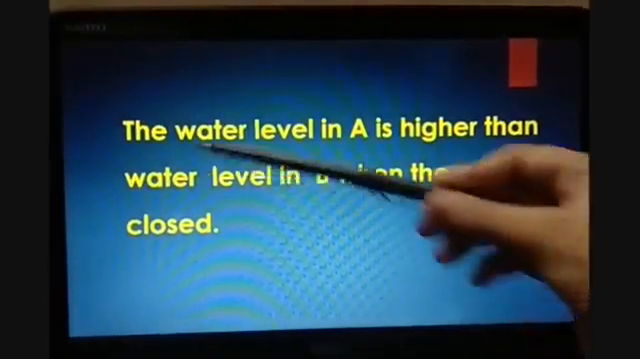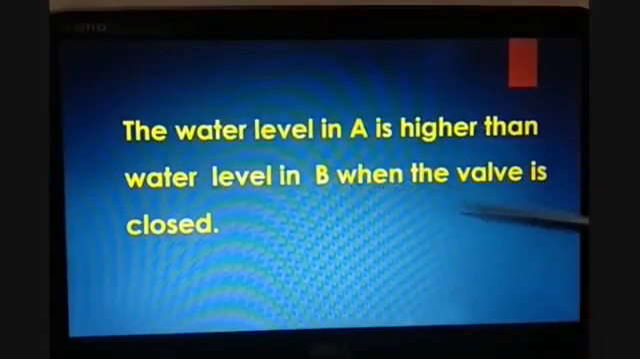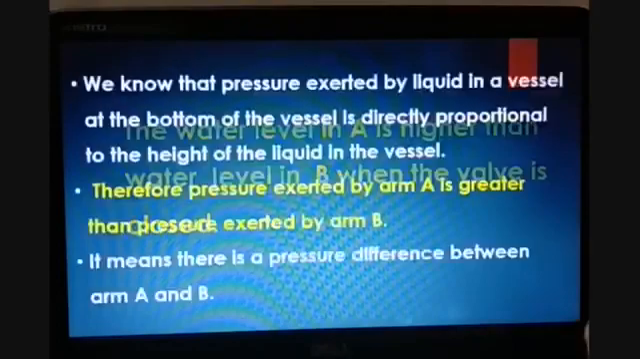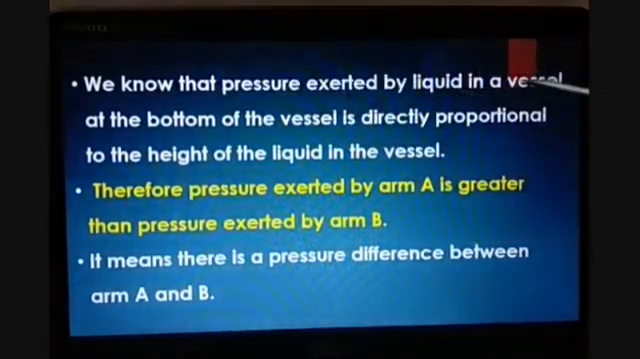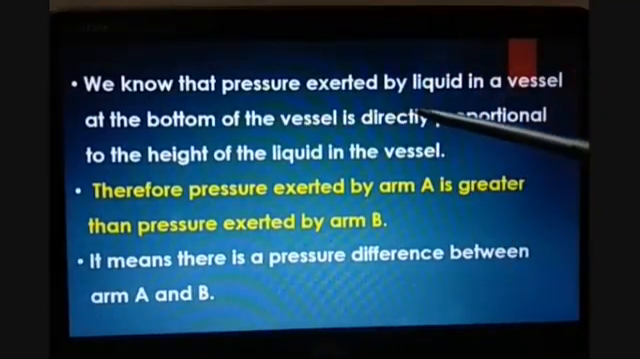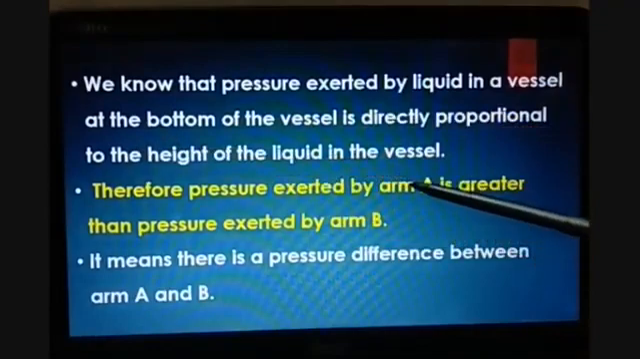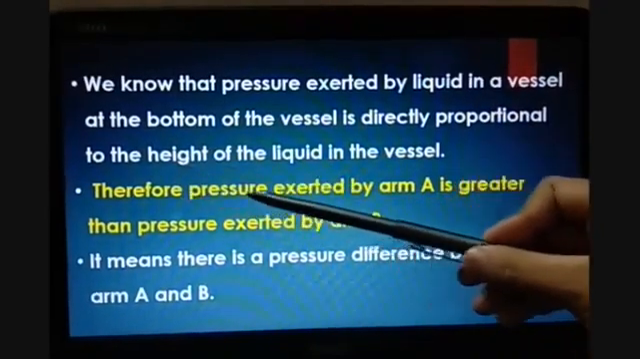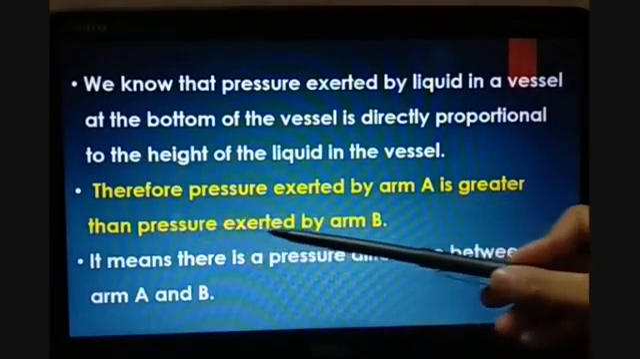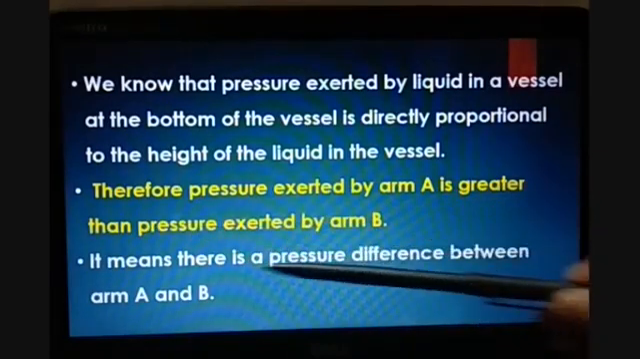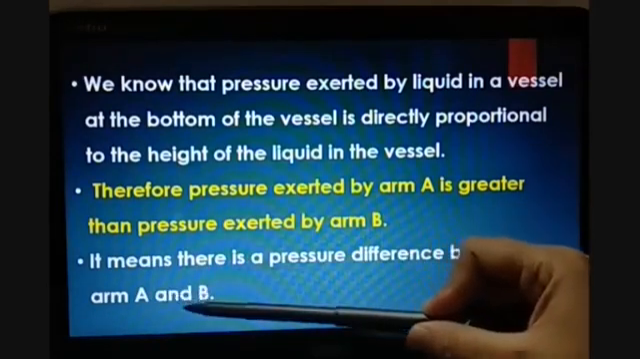As you can see, the water level in A is higher than the water level in B when the valve is closed. We know that the pressure exerted by the liquid at the bottom of a vessel is directly proportional to the height of the liquid in the vessel. Therefore, the pressure exerted by arm A is greater than the pressure exerted by arm B. It means there is a pressure difference between arm A and B.